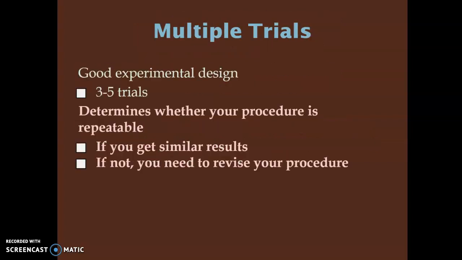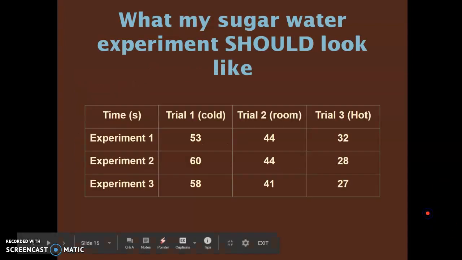So good experimental design contains multiple trials, about 3 to 5 to be exact. And when you have multiple trials, it's going to help you to determine whether your procedure is repeatable or not. And like I said, if you get similar results each time, then that means that you have a repeatable procedure. So I want to refer back to my sugar water experiment because in my view, that example was good for what I was using it for.